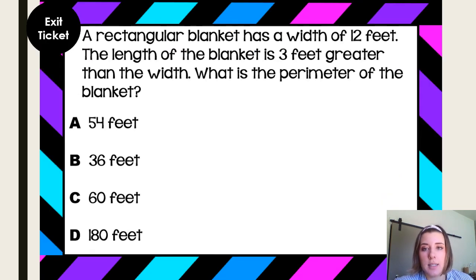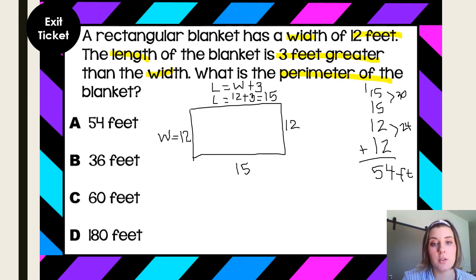Lastly, we're going to do an exit ticket. Go ahead and try and solve this. Pause it and play once you are done. The trickiest part here is finding the length. We want to do 12 plus 3 since the width is 3 more. It's width plus 3. Then we want to add those up and get 54 feet.